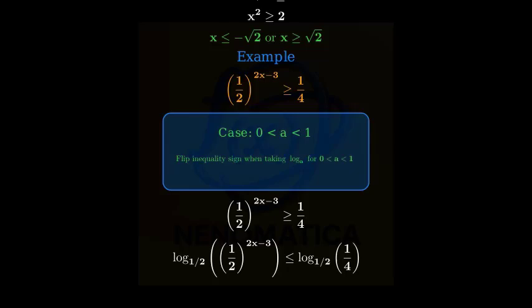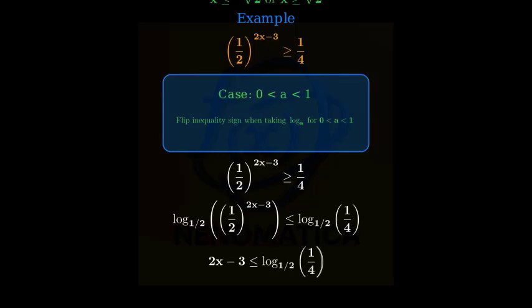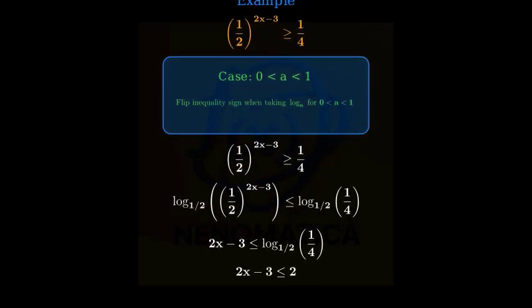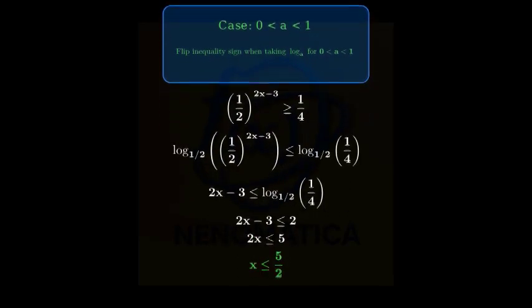But remember that we need to flip the inequality sign because the logarithm with base less than 1 is a decreasing function. Simplifying the left side, we get 2x minus 3 is less than or equal to log base 1/2 of 1/4. We know that log base 1/2 of 1/4 equals 2 because 1/2 squared equals 1/4. So our inequality becomes 2x minus 3 is less than or equal to 2. Adding 3 to both sides, we get 2x is less than or equal to 5. Dividing both sides by 2, we get x is less than or equal to 5/2.